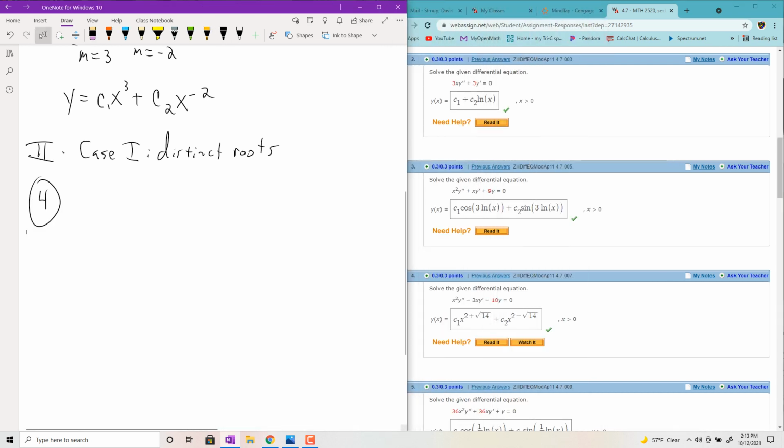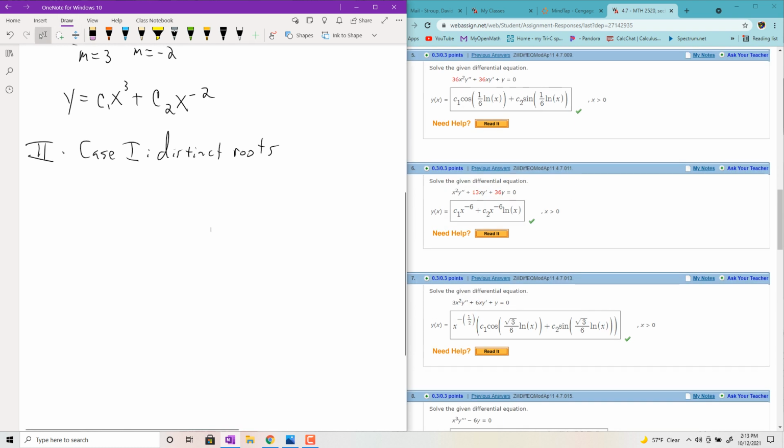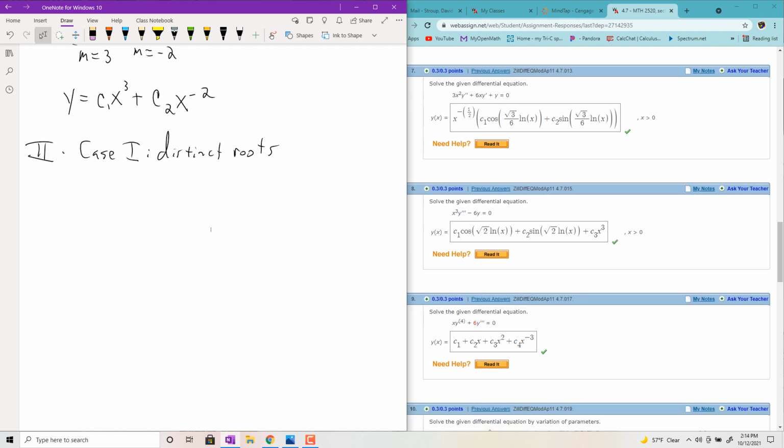Let me pull this over. I have x squared y double prime minus 3x y prime minus 10y. Well, let's do an even harder one with higher derivatives than just 2. I think there might have been one of those in here. So there's one. Oh, that's a different kind of solution than what we're used to. Well, here's one then.